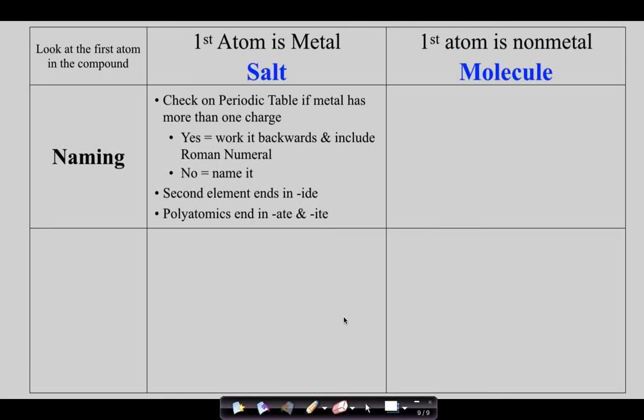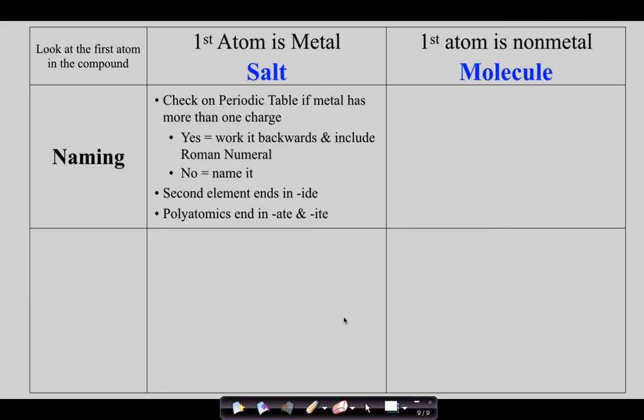"Ate" is more oxygens and "ite" is less. So sulfate is 4 oxygens, sulfite is 3, nitrate is 3 oxygens, nitrite is 2. So it doesn't give you a number, it just says more or less.